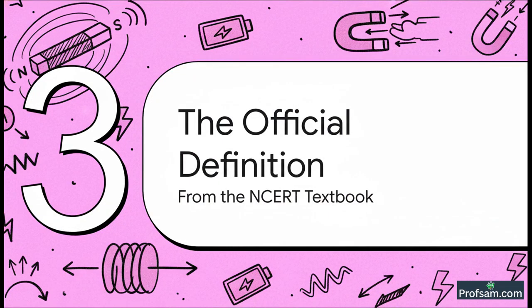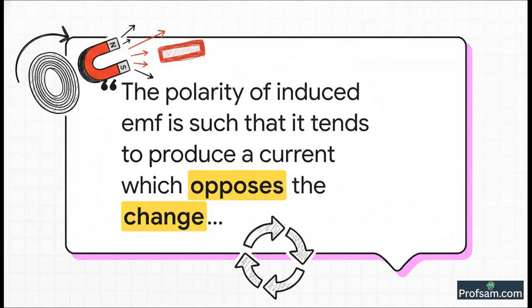Okay, so now that we have this simple idea, this ziddy friend idea in our heads, let's look at the official definition. This is the one you need to write word for word in your exams to get full marks. So this is the exact statement from your NCERT textbook. It sounds a bit formal, I know, but it's saying the exact same thing as our ziddy friend story. And you see Faraday's formula there? That little minus sign right at the beginning? That's it. That is Lenz's law in mathematical form. It's literally the symbol for opposition.